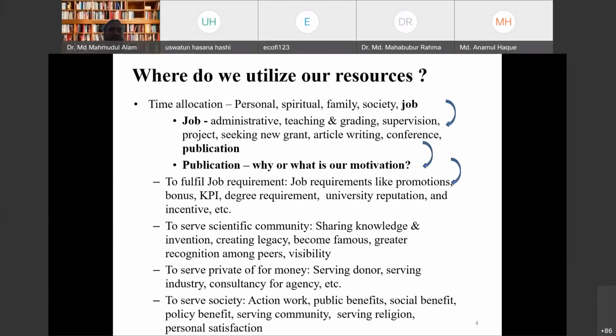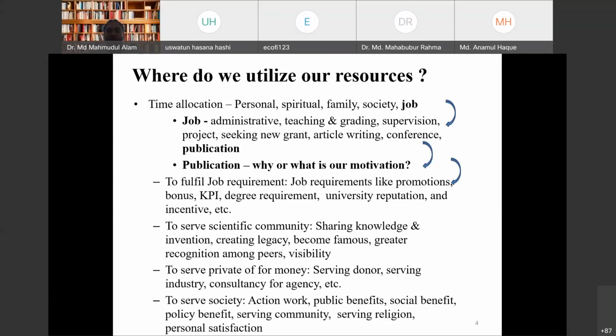So if we look at how we utilize our time, we need time allocation for personal purposes, our spiritual praying, family time, our society, and job. In the job, we do lots of things: administrative works, teaching and grading, supervision, project works, seeking new grants, article writing, conferences, and then come the publications. So it's a very tiny part of our whole time allocation.